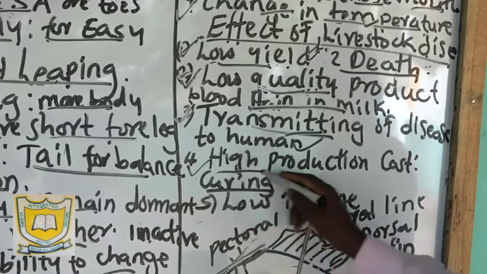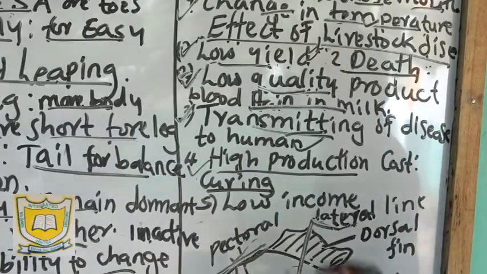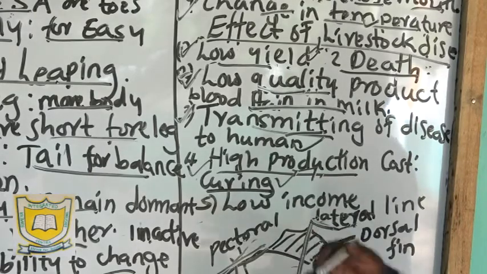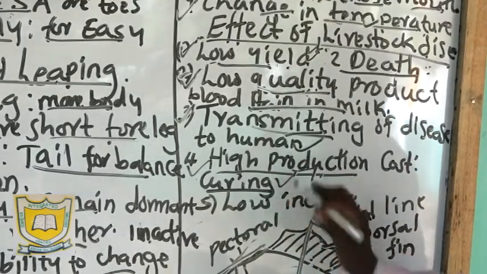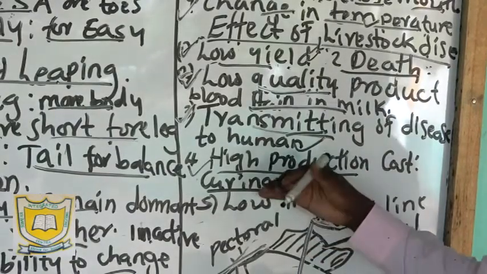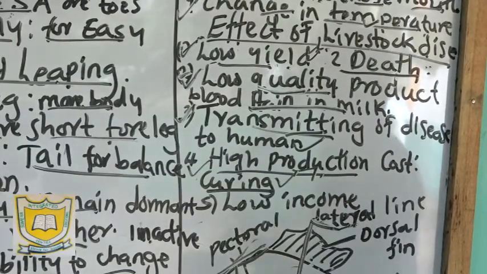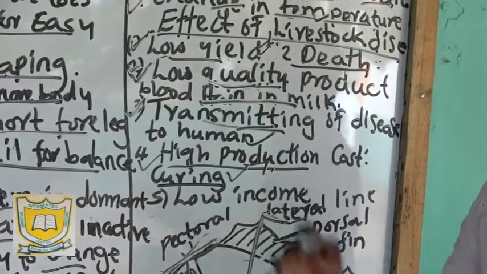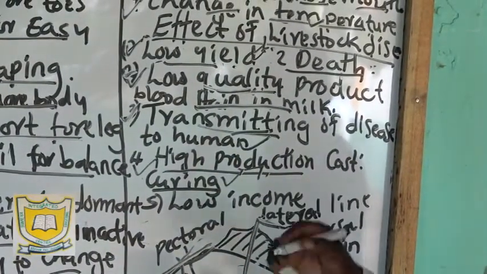Number four, we talk of high production cost. Production cost, this is where, for example, for curing this animal, we will need a lot of money for treatment. We may need a lot of money in search of the chemicals we can use to treat this animal against either diseases or against these pests that we discussed, or parasites.